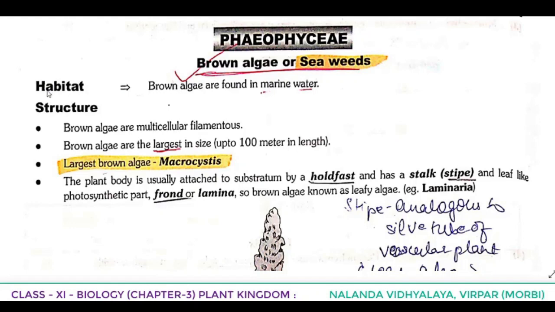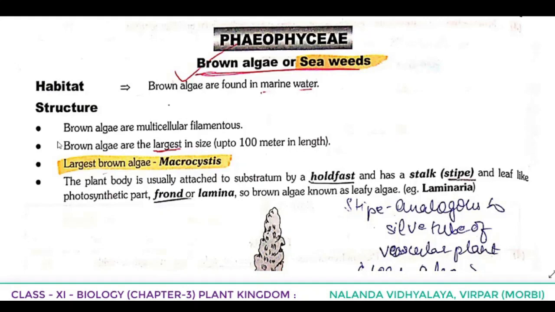Phaeophyceae, commonly known as brown algae or seaweeds. Weeds, you know, are unwanted plants present in the field, but here they are seaweeds. We are not saying that they are unwanted, but the name given is seaweeds. Habitat. Brown algae are found in marine water. In the textbook also we explain the same point. Primarily they are found in marine habitat.